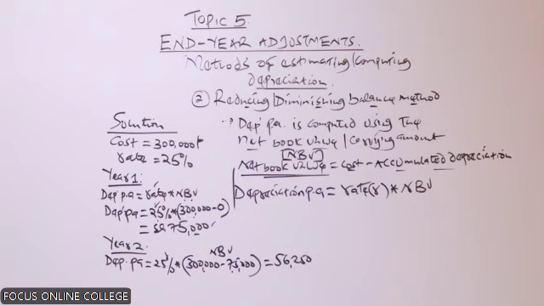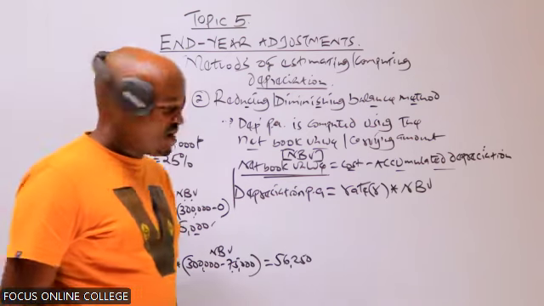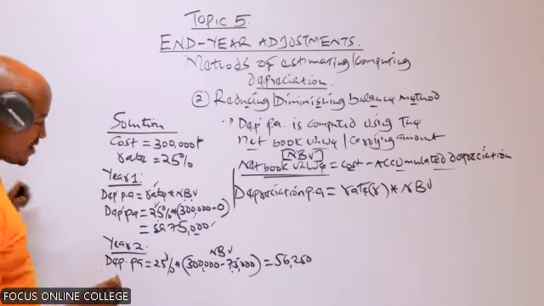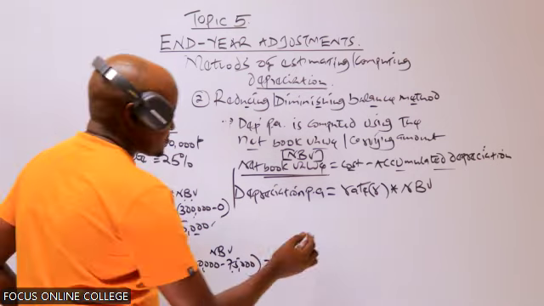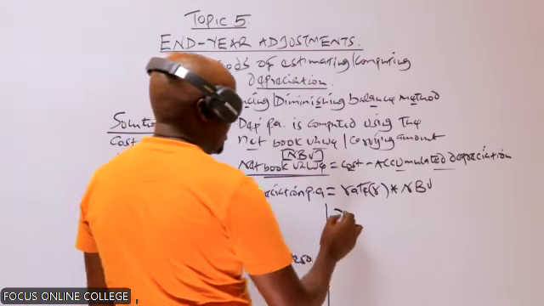56,250. Is that what you're getting? Yes, 56,250. So then let's move to year 3.